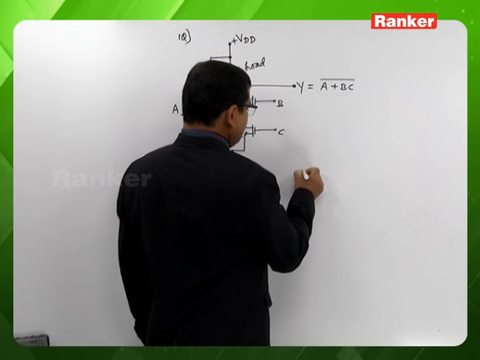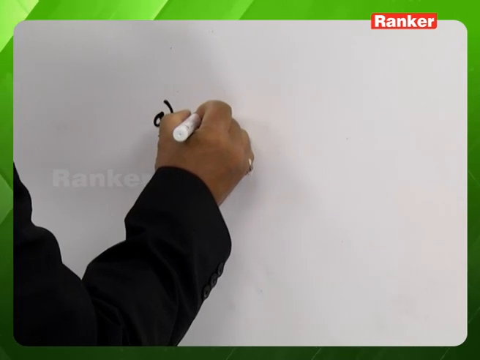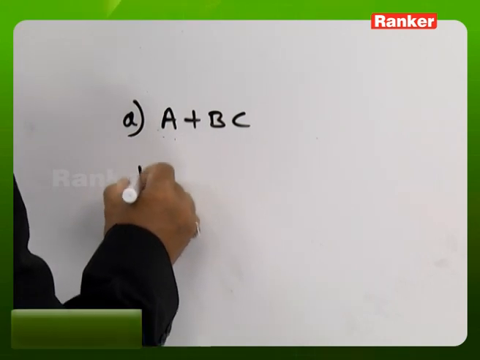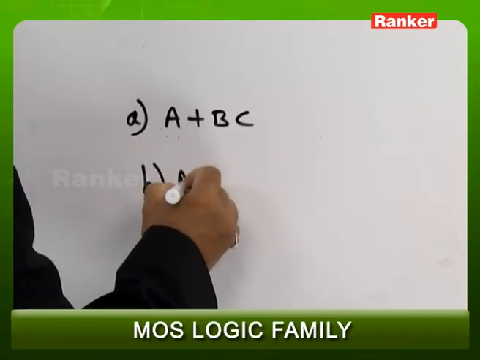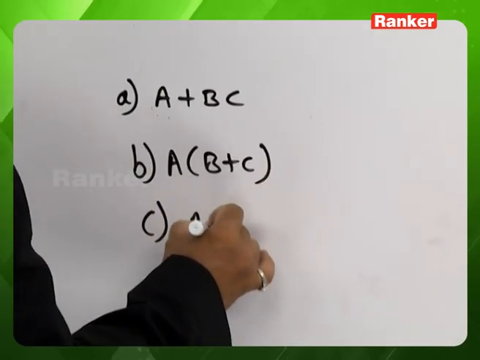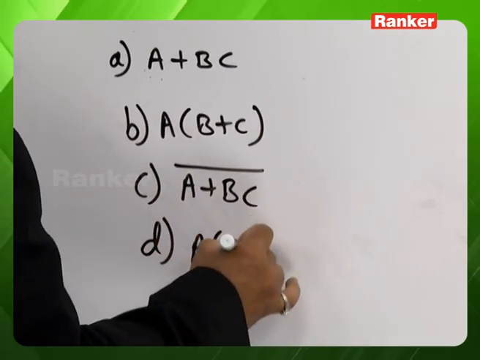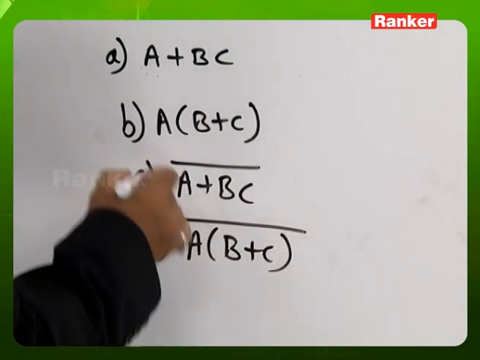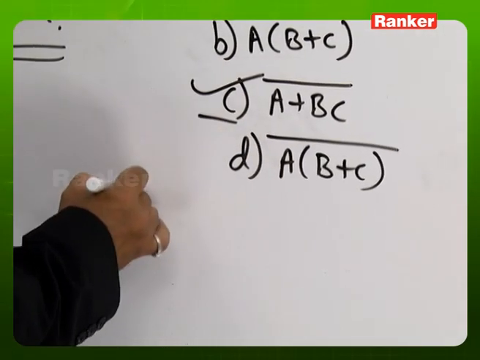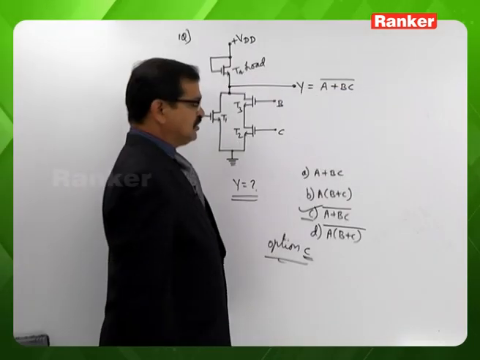It is one of the GATE exam questions. We'll have some options like this. One option will be A or BC. One option will be A and B or C. One option will be (A + BC) complement. One option will be (A + B + C) whole complement. Then definitely the answer will be option C. So definitely the answer is option C.